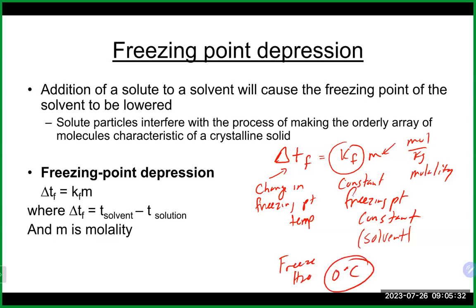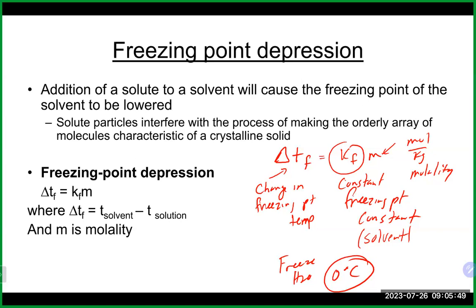But if your solvent's not water, you should look up in that table the other substance or solvent, and it also will probably have a different freezing point. So although 0 is used a lot and also water is used a lot, it does vary depending obviously on the substance used for the solvent.